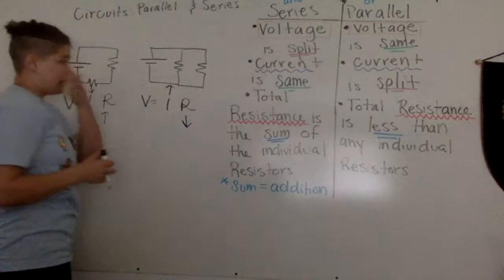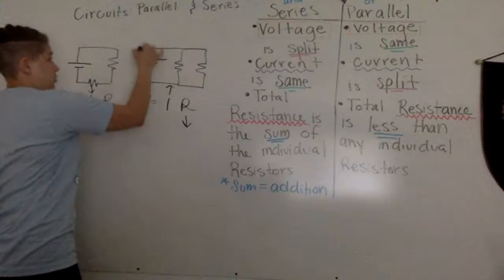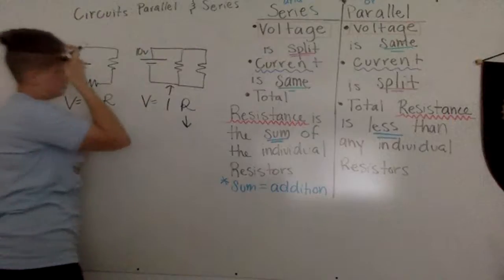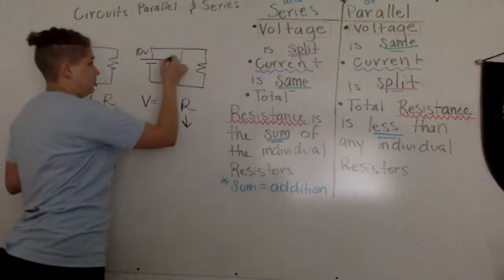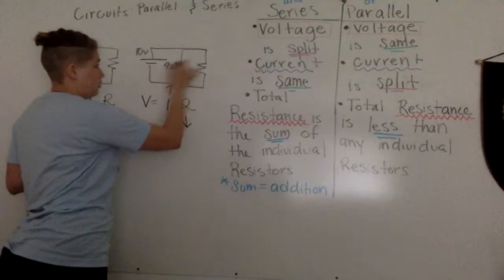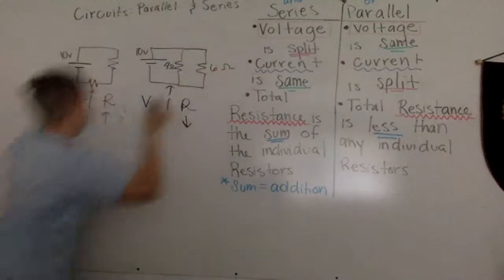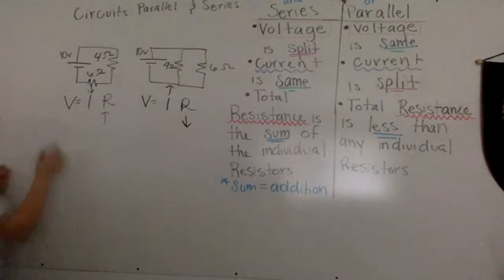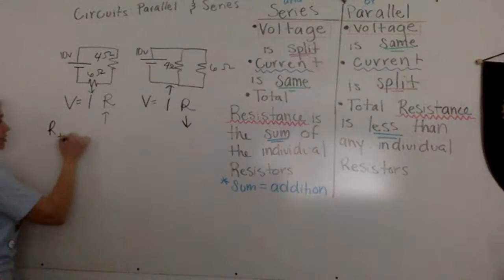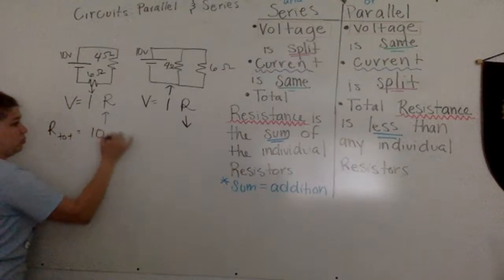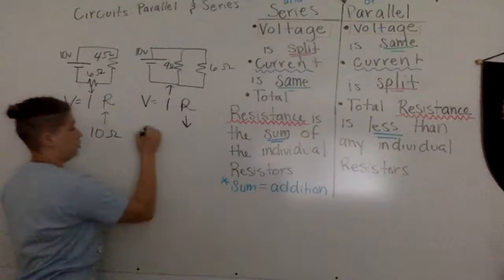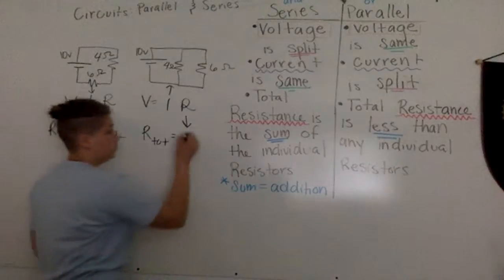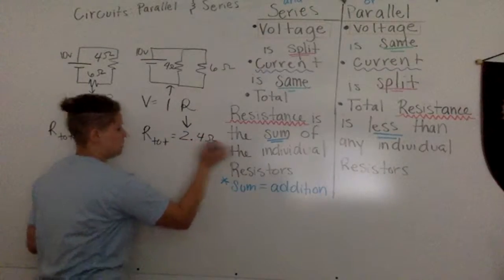And so if we make up some numbers and add them here, let's have two 10-volt batteries, and let's have resistors of 4 ohms and 6 ohms. We already said that the total resistance of this is going to be 10 ohms because we add them. The total resistance of this is going to be less than any individual resistor. And when we calculate it out, we get 2.4 ohms.